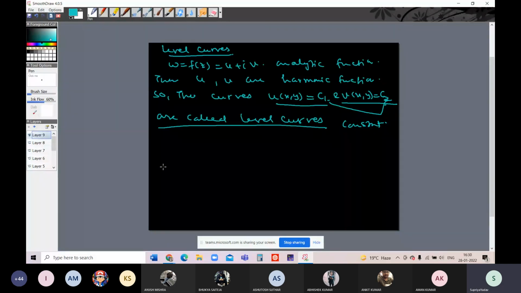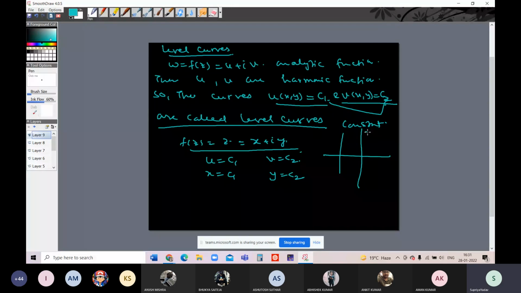For example, if you have a function f(z) equal to z, so here it is x plus iy. So u will be x. So u equals c1 and v equals c2 are the level curves. It means that x is equal to c1 and y is equal to c2. For this analytic function, x equal to c1 will be any line parallel to the y axis, and y equal to c2 is any line parallel to the x axis. These will be the level curves for this analytic function f(z) equal to z.